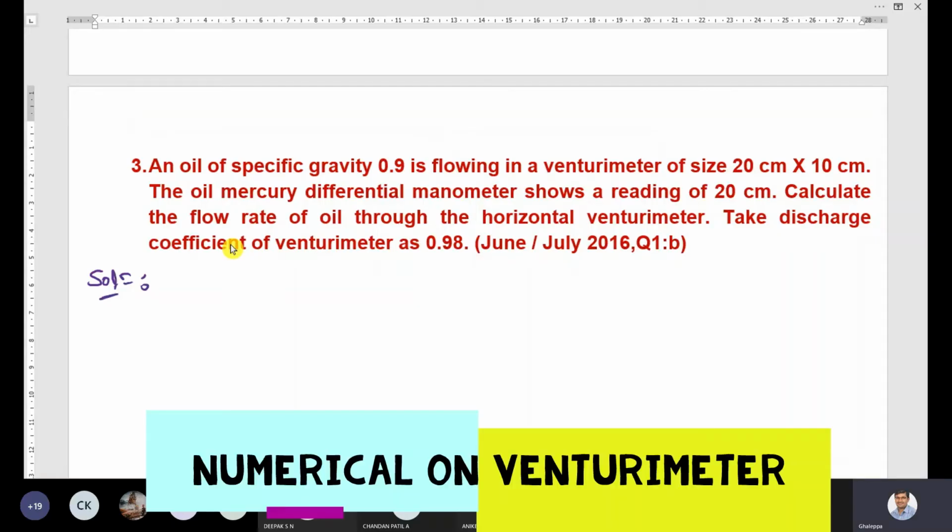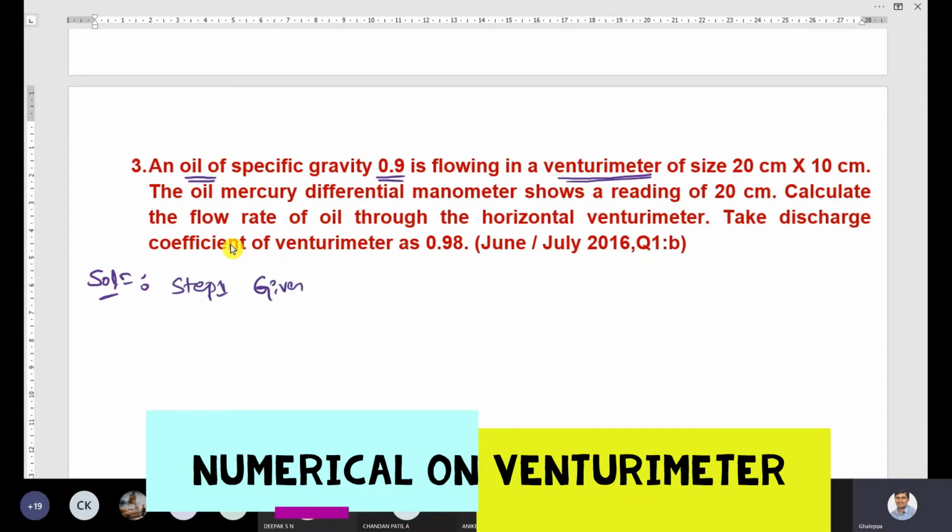An oil of specific gravity 0.9. He has not given the density, or he has not mentioned what type of fluid is in the pipe, but some oil of specific gravity 0.9 is flowing in a venturimeter. Okay, now I will write step number 1.